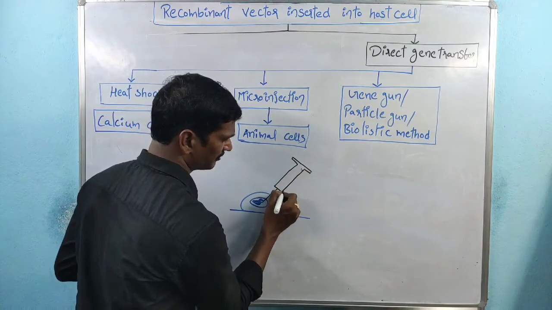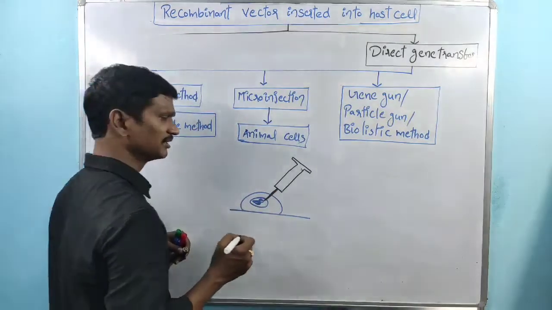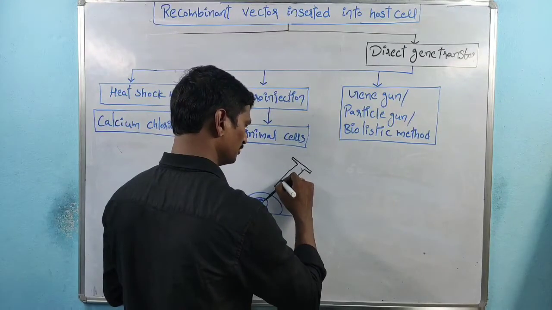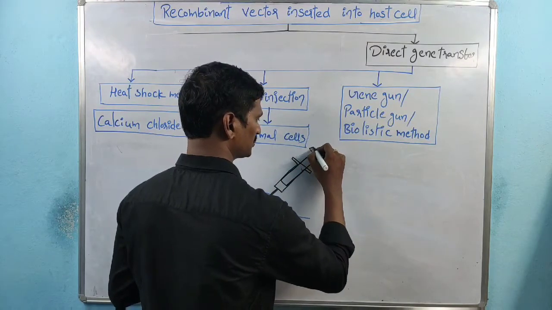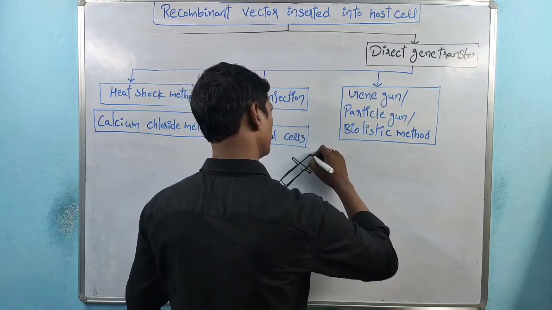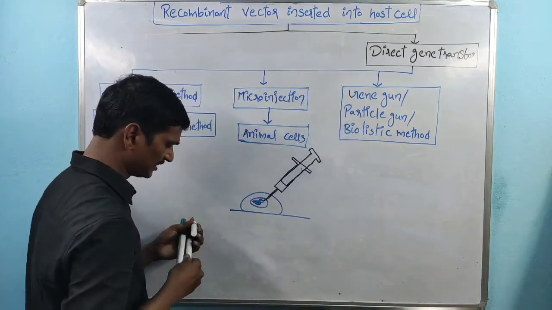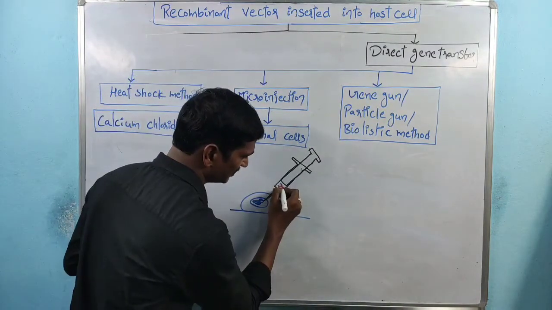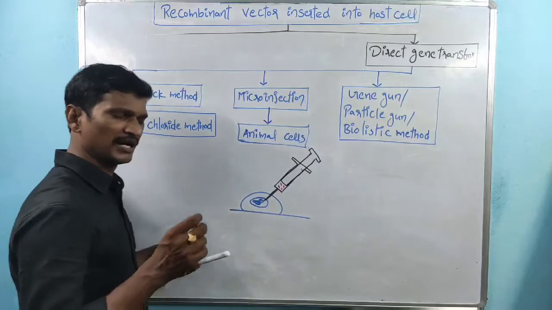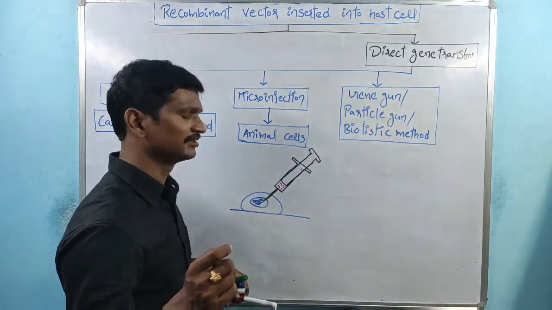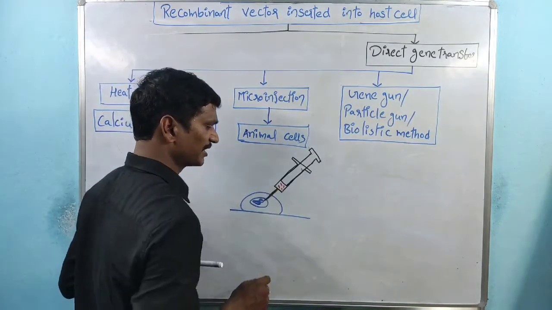Very minute and very narrow needle structure is there. This is also a pressure generating structure. Here the desired DNA fragments are present. So in the microinjection method, there is a minute, very narrow needle, an injection-like or syringe-like structure, and within that syringe structure our desired DNA fragments are there.